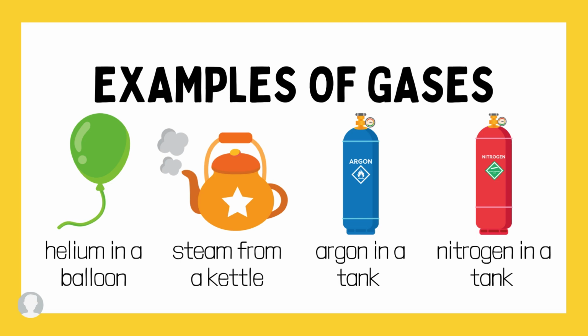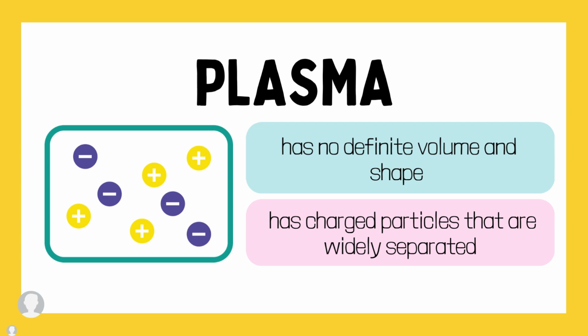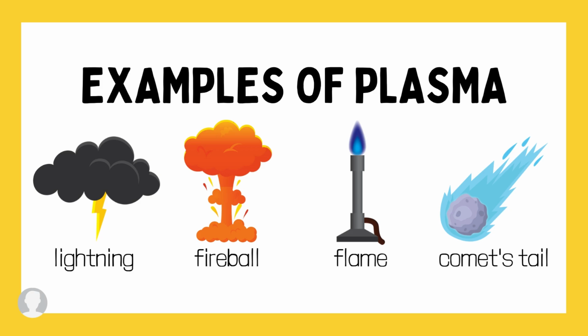the examples of gases. The fourth state of matter is plasma. Plasma has no definite volume and shape. It has charged particles that are widely separated. Thunder, fireball, flame, and comet's tail are some of the examples of plasma.